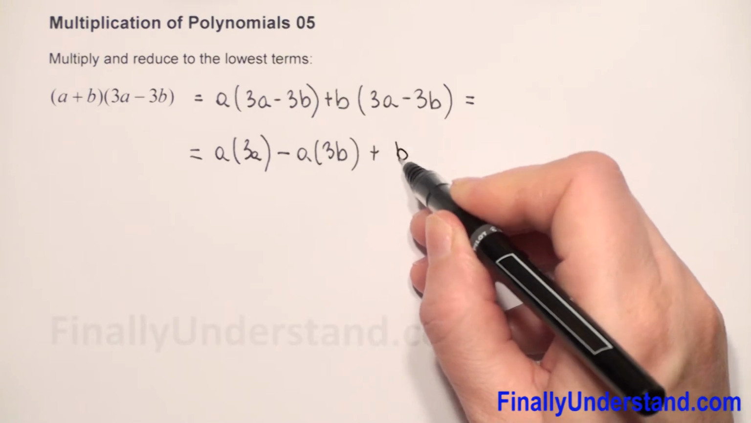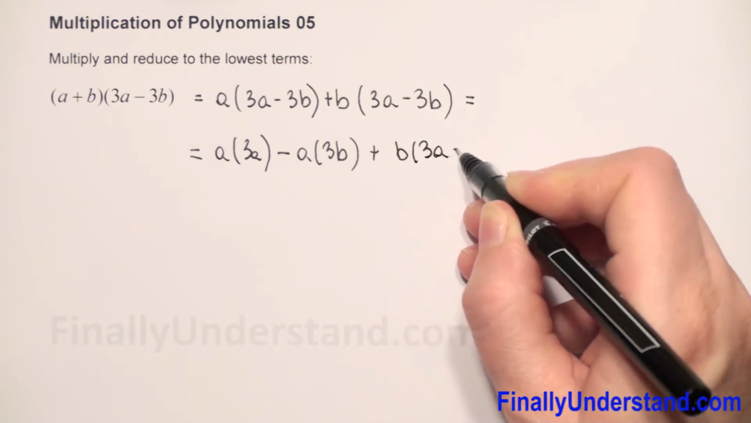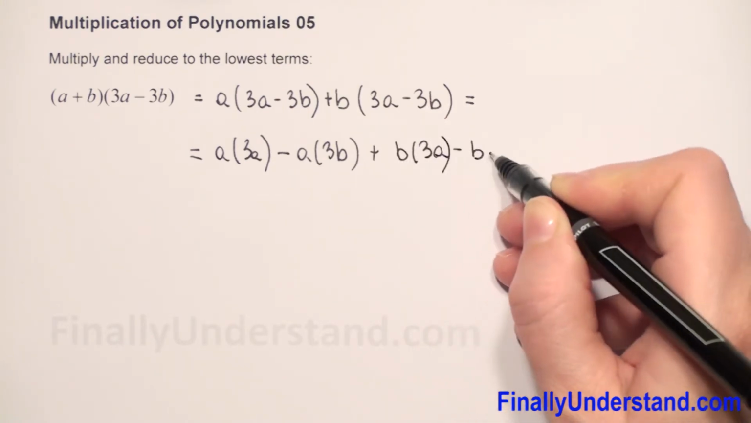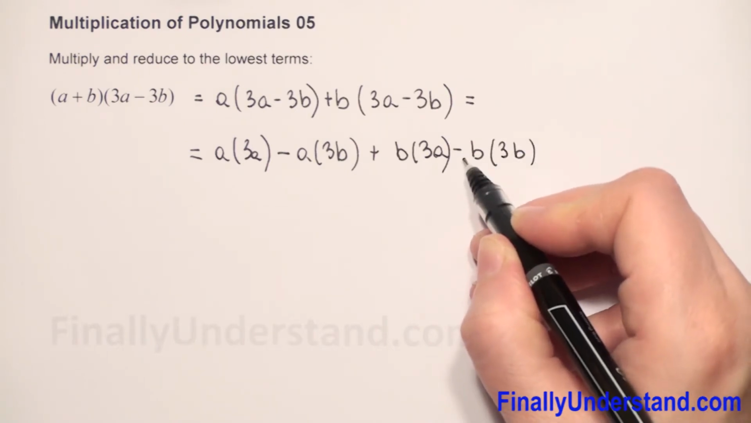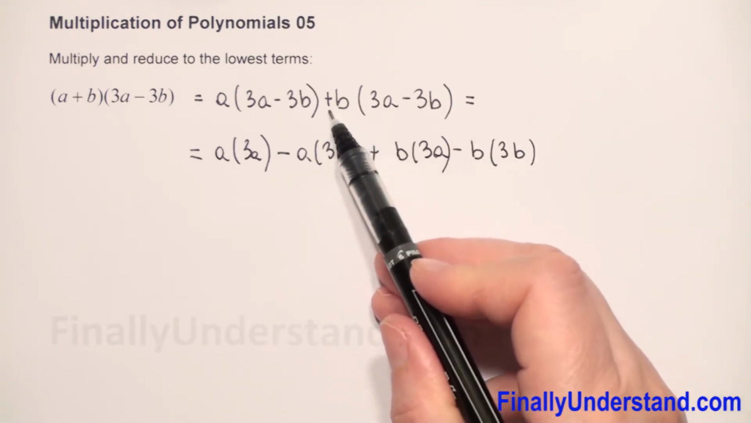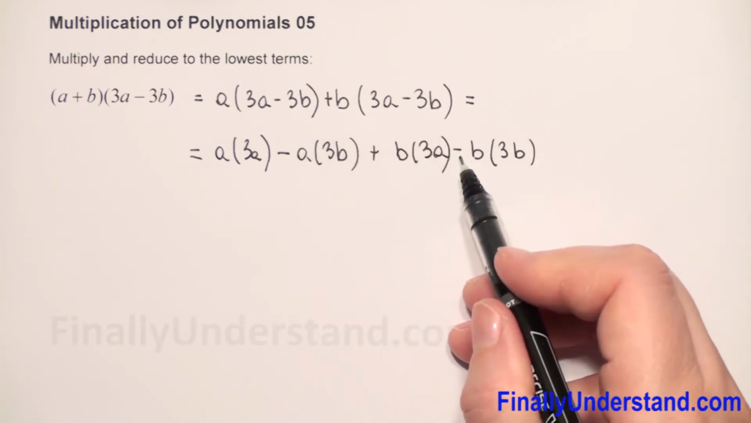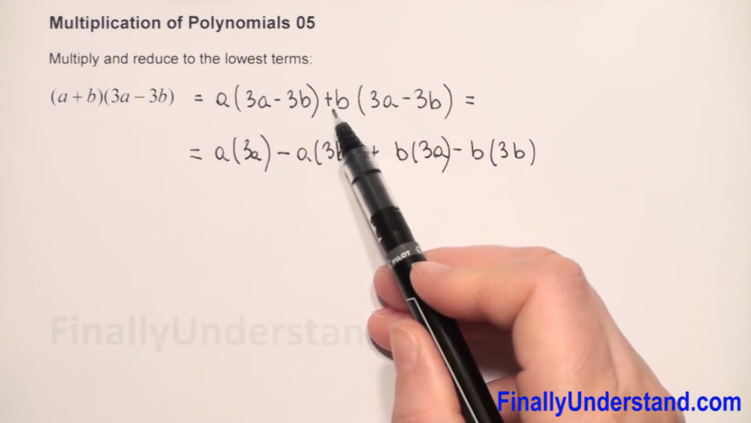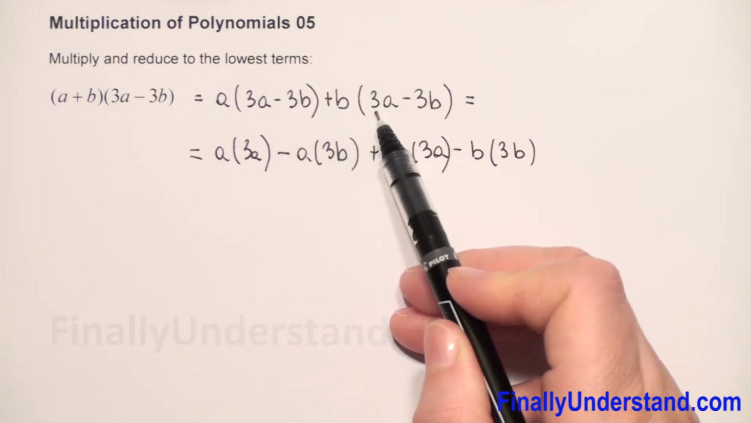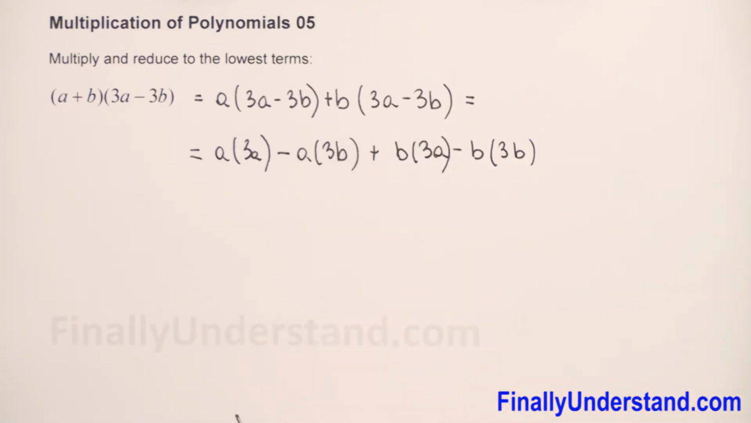So it will be b times 3a minus b times 3b. Why do I have a negative sign here? Because positive times negative gives me negative. And in the first expression we have positive b times positive 3a. That's why you have positive here.